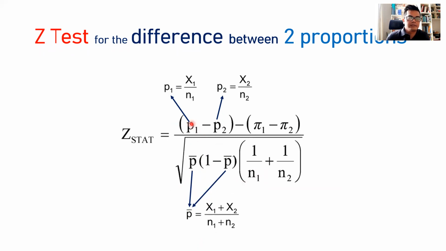Here we can see the proportion of 1 is of course the number of the variable of interest in the sample divided by the sample size, both in sample 1 and sample 2. And the pooled proportion is simply the summation of the number of respondents of interest in sample 1 and sample 2 divided by the total sample size of sample 1 plus the total size of sample 2.